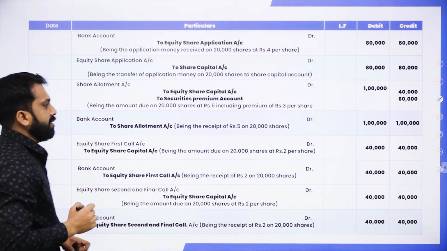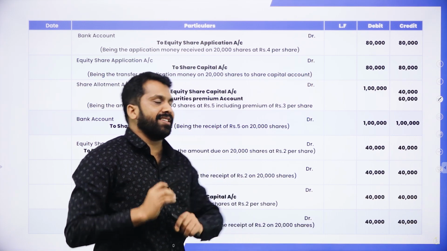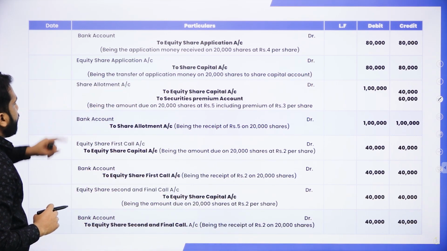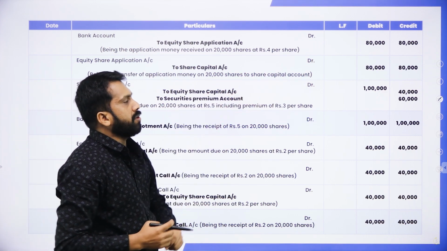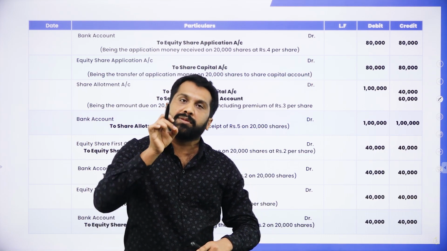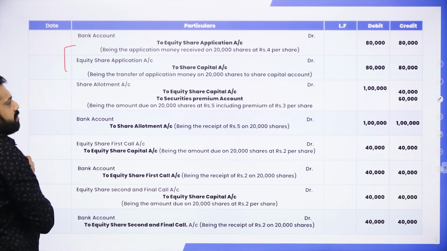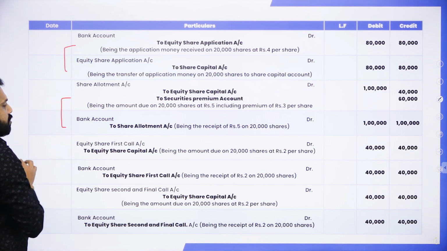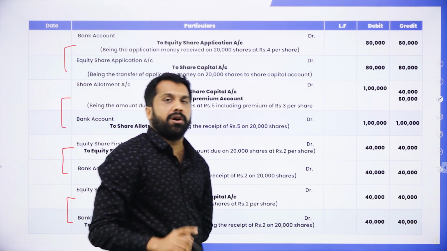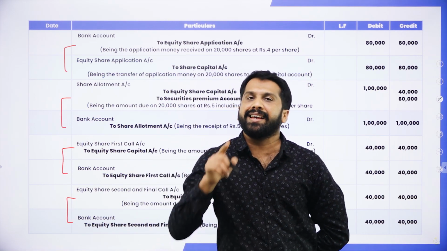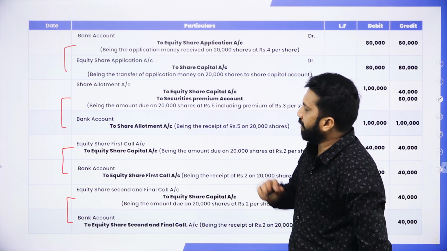Now these are the journal entries. You have to remember these journal entries with narrations. Now, the date column is always blank, but you have to mention it. LF, the ledger folio column, is also always blank, but you have to mention it. For application, we have 2 journal entries. Allotment, we have 2. First call, we have 2. Final call, we have 2. How many journal entries are there? There are a total of 8 journal entries: application, allotment, first call, final call.